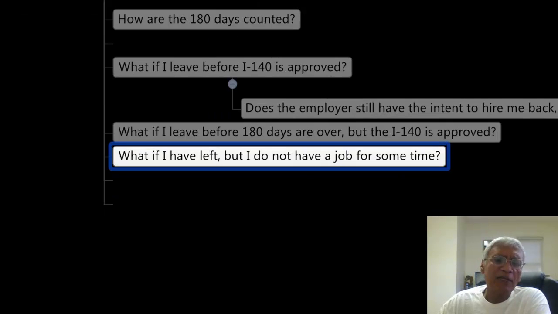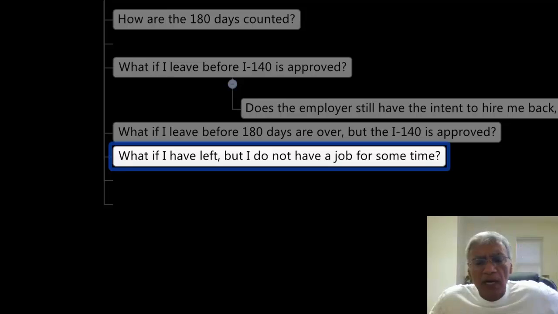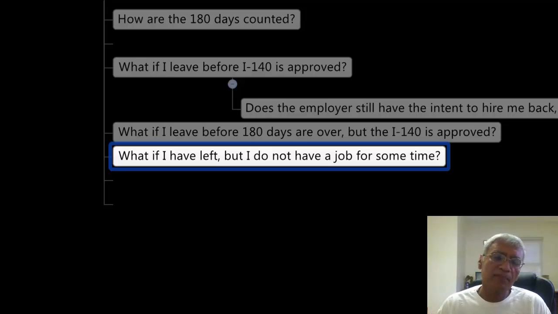What if I have left but I do not have a job for some time? Let's say you left on the 150th day, your I-140, 485 pending, I-140 approved, or even if both are pending. What if you don't have a job for some time? That's okay. Same analysis applies. As long as an RFE response is not due before the 180 days are over. If it is due before the 180 days are over, you could have some problems. But if it is not due, okay, you should be all right. And if you don't have a job for some time, that's okay too.